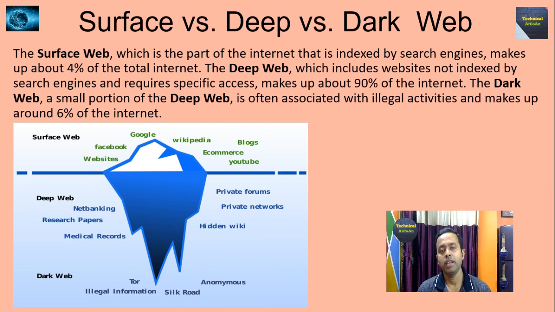One is the deep web, where some parts are legal and some parts are illegal. In the case of the deep web, there are things like net banking, research papers, medical records, private forums, private networks, hidden wiki, right? But the last part is the dark web, which is 6% only. It is totally illegal, okay, and needs a Tor browser to access it, right? And when we access this dark web, the user is anonymous, right?